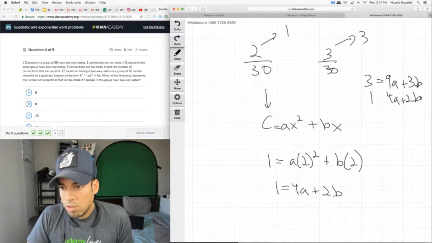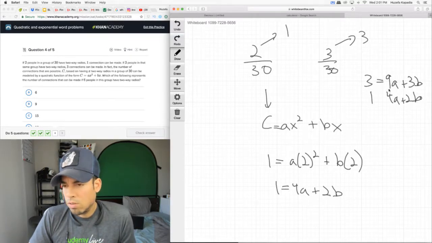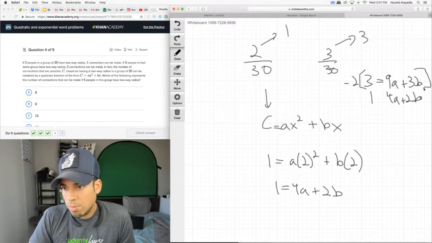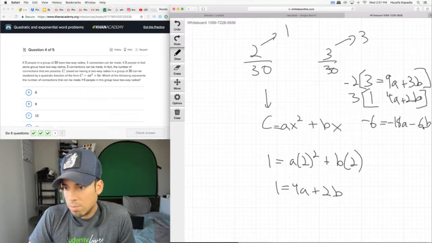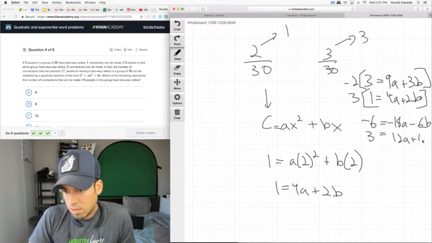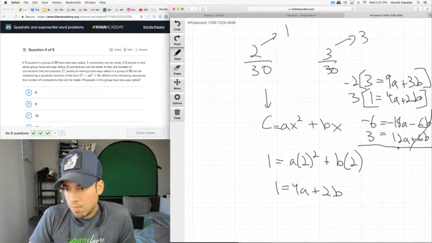So let's see, I'll use elimination. I'm going to multiply this top function by 2 because I'm matching up the B's, and this bottom one by positive 3. So this top one becomes negative 6 equals negative 18A minus 6B. The bottom one becomes 3 equals 12A plus 6B. Now look how nice this is. We can just add them together. These go away. This becomes negative 6A. This becomes, as we add these, negative 3.